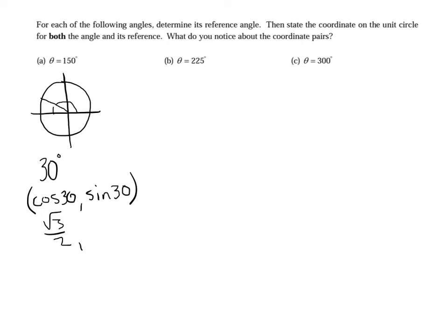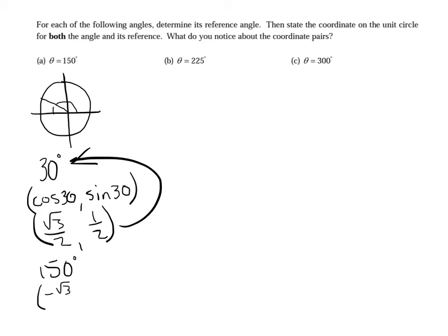And boy, it doesn't get easier than that, does it? Radical 3 over 2, 1/2. So that's the point that corresponds to 30. Now how about the 150? All that's going to change is we're going to negate the x-coordinate because cosine's negative in the second quadrant, but the y-coordinate stays the same. So that one's good to go.